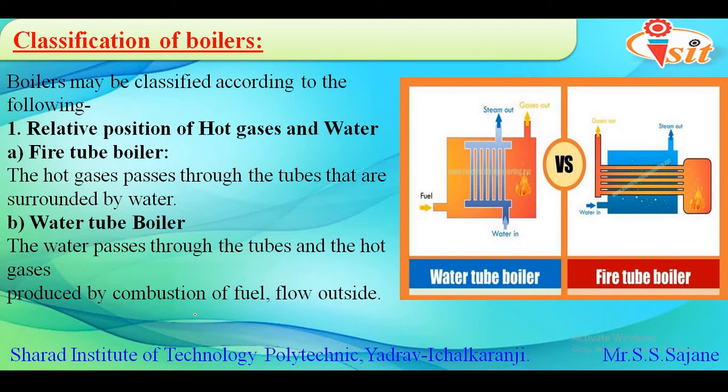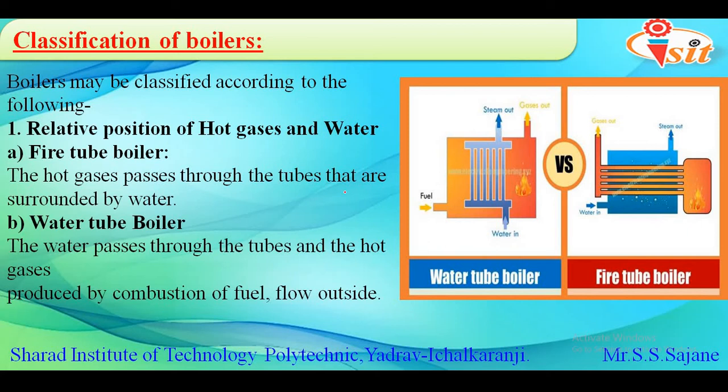This is shown in this diagram. In the first diagram, that is the water tube boiler, you can see that the tubes we are observing are represented by blue color, which is nothing but the water. And outside the tube, the other part is represented by orange color, which is nothing but the representation of hot gases.